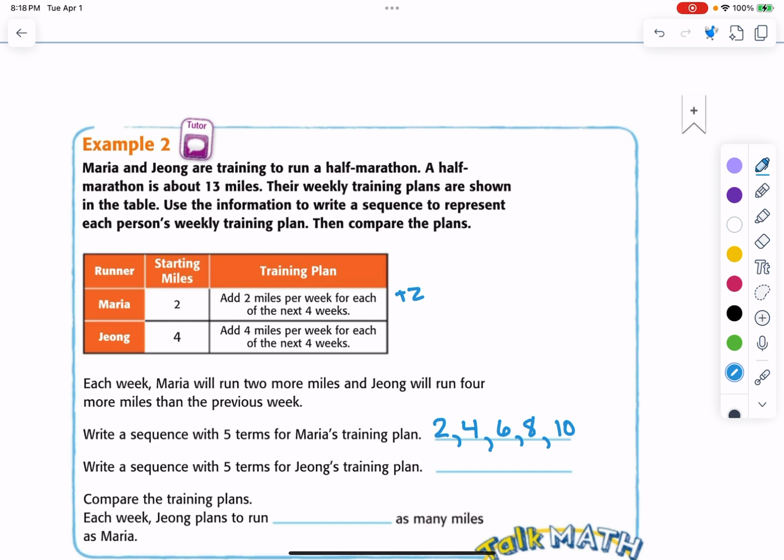How about the 5-term sequence for Zhong's training plan? Well, Zhong's training plan adds 4 miles per week, and he began with 4 miles. Add 4, that's 8 miles. Add 4, that's 12 miles. Add 4, that's 16 miles. Add 4, that's 20 miles.